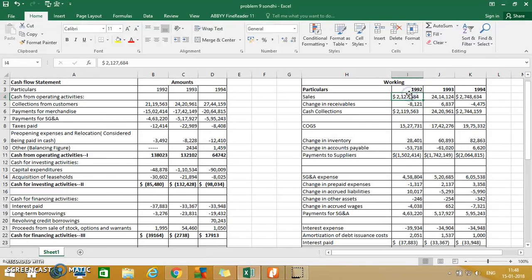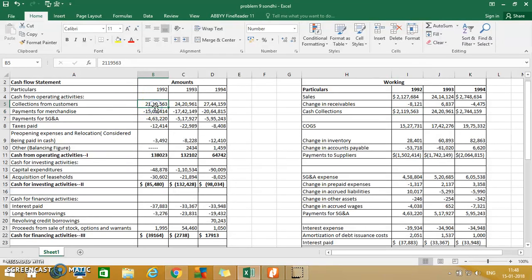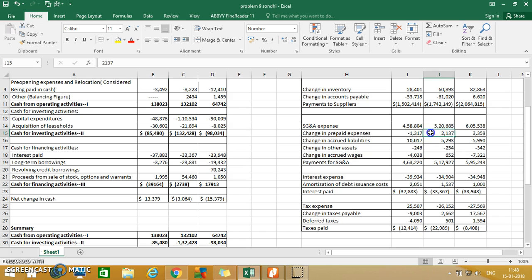If we look at the working, I have taken the cash collections from the customers as 2,119 billion dollars. Then the payments made for merchandise are $1,502 billion. Then payment for selling and general administration is $463 billion, and the tax paid is $112 billion. All this information has been calculated here.